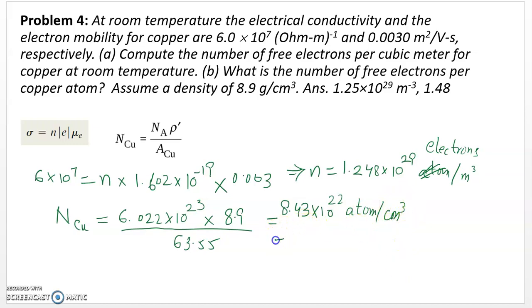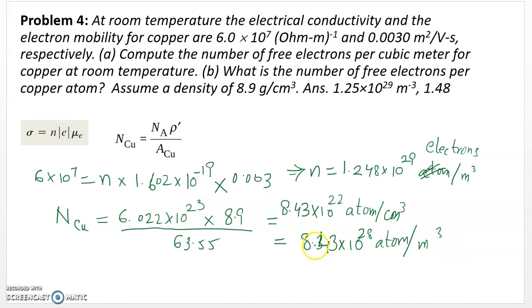So, we know that 1 centimeter is equal to 10 to the power minus 2 meter. So minus 2 times 3 is minus 6, and then it goes up, so it will be plus 6. So it will be 8.43 into 10 to the power 28 atoms per cubic meter.